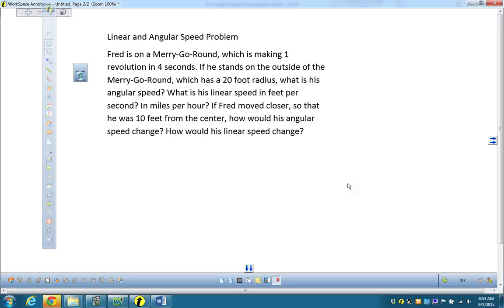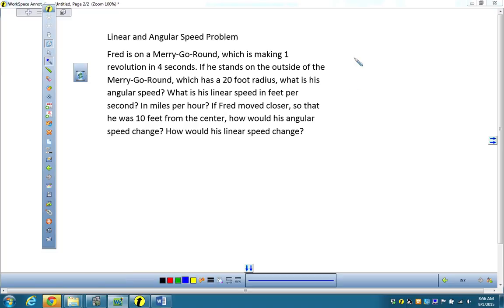So the way you would do that, first, what is his angular speed? Angular speed is, a lot of times, written with the symbol omega, a curvy W, and it's just equal to theta divided by t.